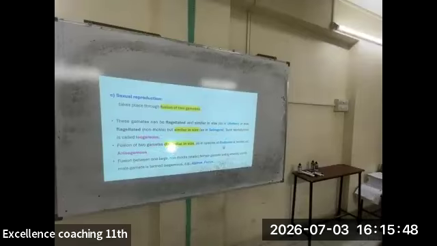Example is Eudorina. It's such a cute name. You can keep these names for your babies. Eudorina, Volvox, Fucus.